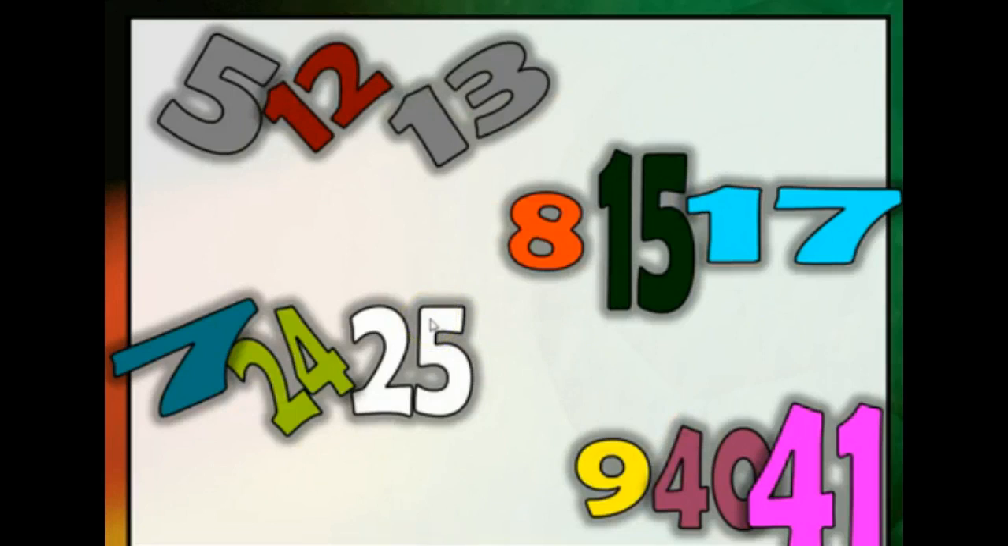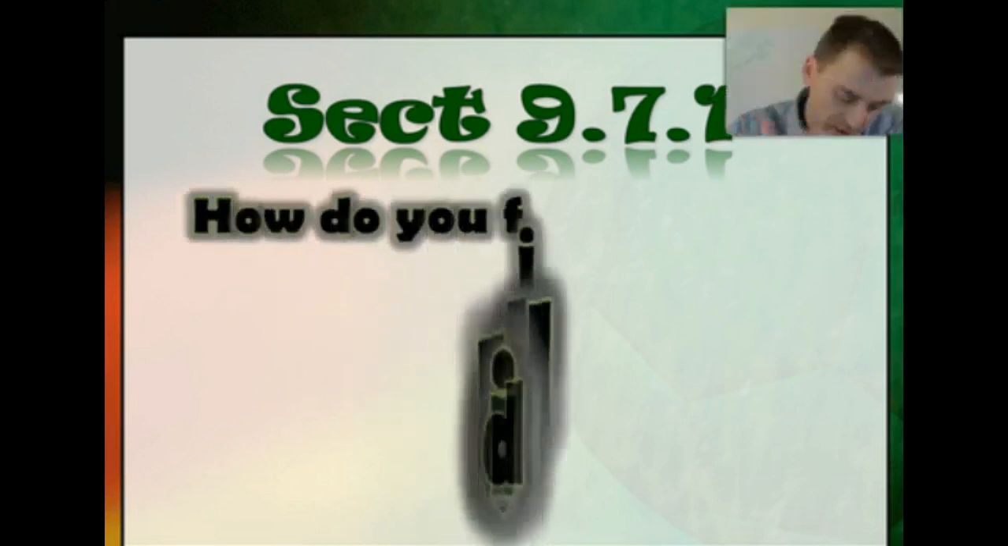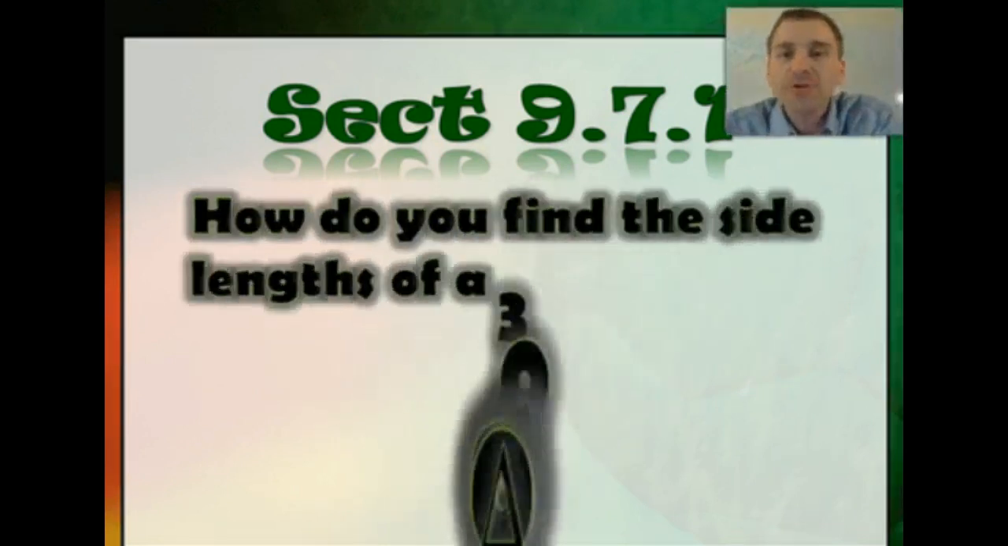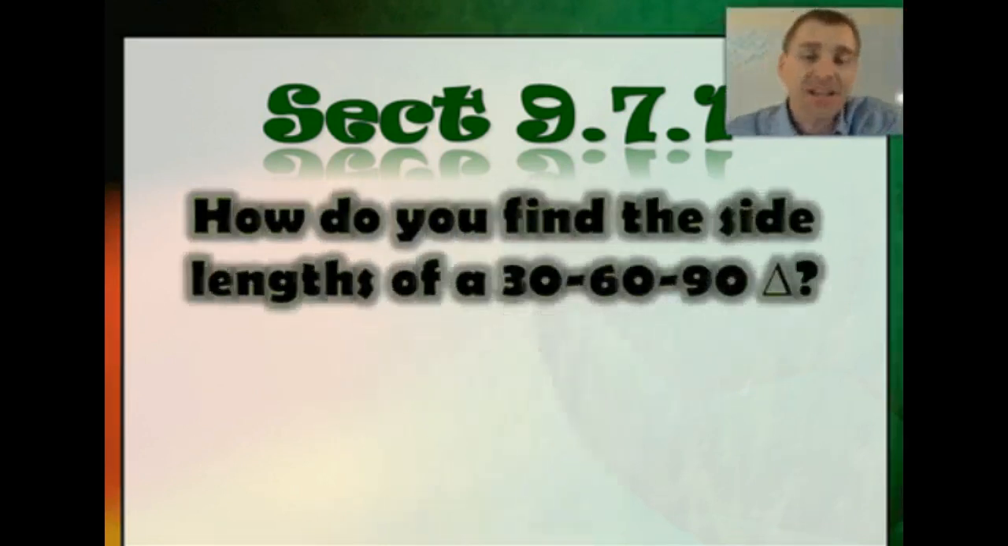However, here's why I'm showing you this, because this video is actually about section 7, and I'm going to do 2-part videos. Video part 1 is going to be on one theorem. Video part number 2 is going to be on a second theorem. And for this first one, here's the essential question: how do you find the side lengths of a 30, 60, 90 triangle?